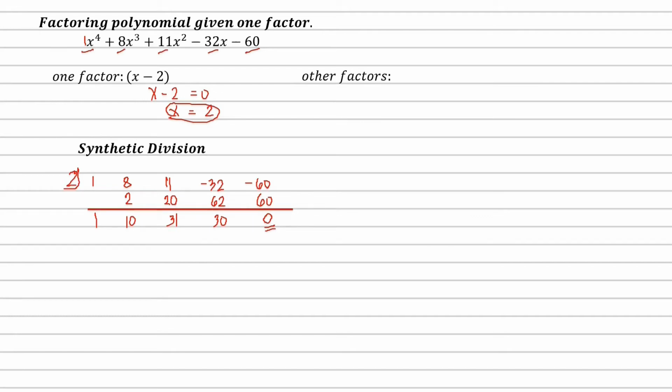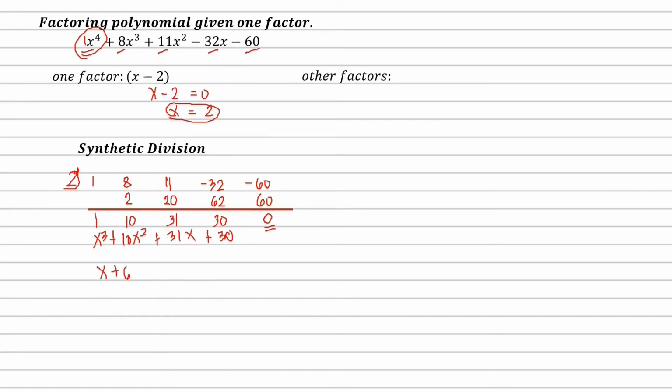So, if we're going to write it in its polynomial form, this is x cubed. Why x cubed? Because of this leading coefficient na x raised to 4. Magle-less 1 lang tayo, kaya naging x cubed plus 10x squared plus 31x plus 30. Since wala na tayong given factor, so try natin ang x plus 6.